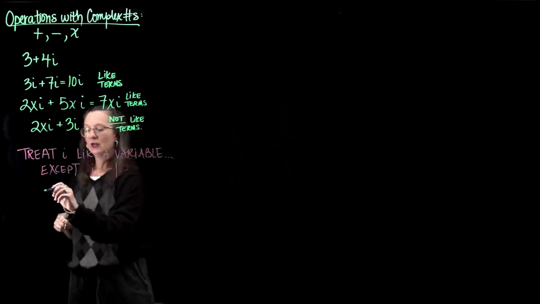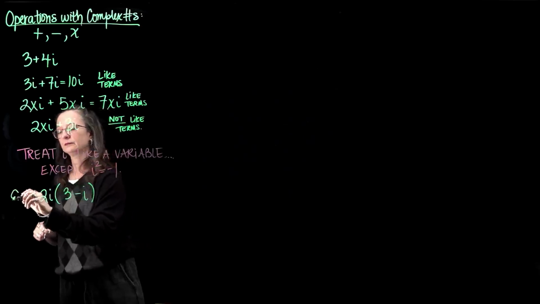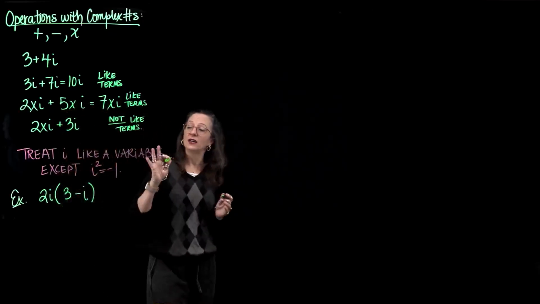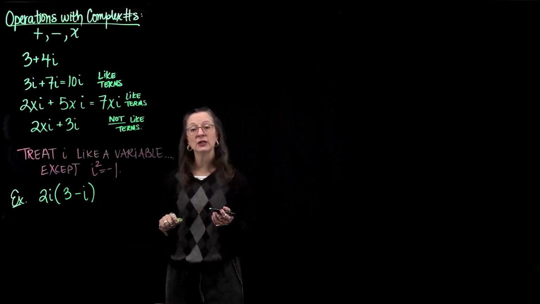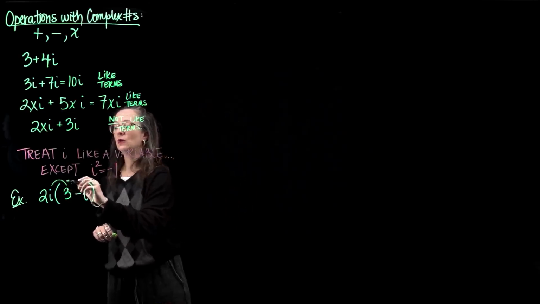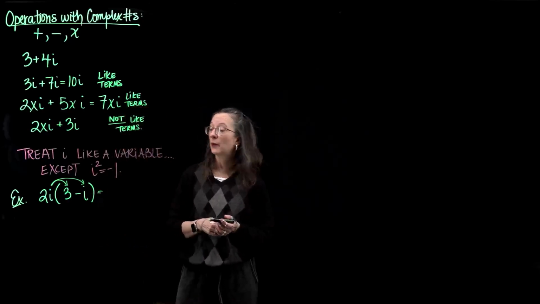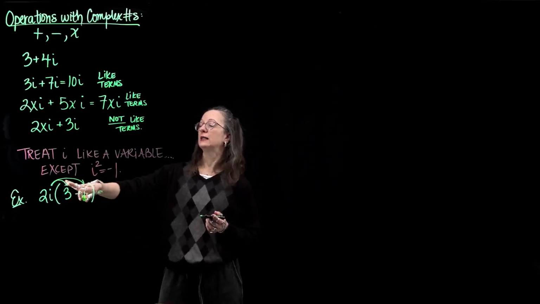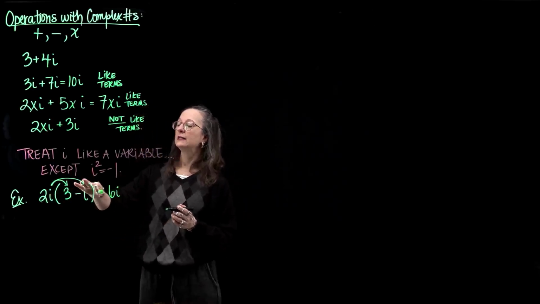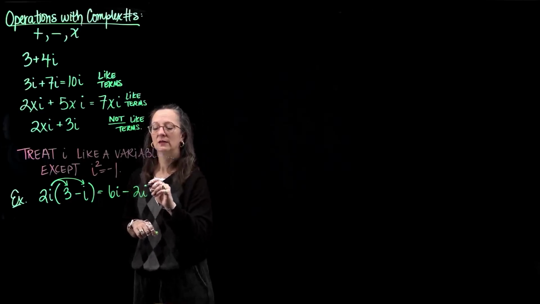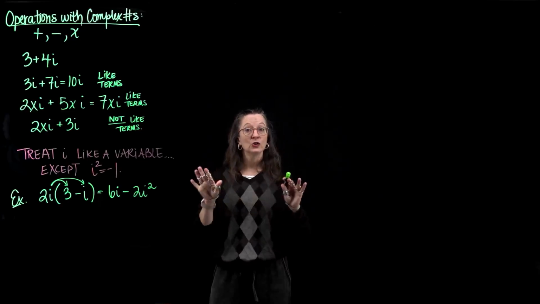Multiplication needs a chance. Let's say I have 2i times 3 minus i. Now, I said treat i like a variable, except for when you see i squared. So we're going to treat i just like a variable, and we're going to multiply in this 2i and distribute it to everything in the parentheses. So 2i times 3 is going to give me 6i. 2i times -i would give me minus 2i squared.